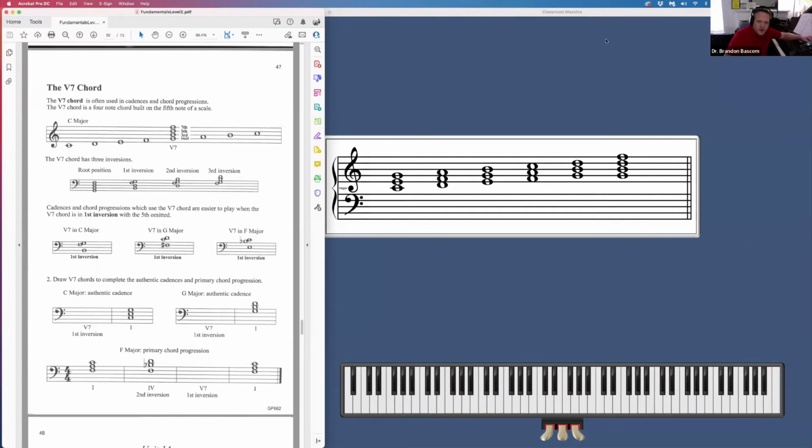And they've written it out for you in all of its inversions. Because there's a 4th note, you get an extra inversion. Root position, first inversion, second inversion, third inversion. But most of the time in this book, you're going to see it in first inversion, and we're going to leave out the D. Just because it's an easier chord to play with only 3 notes than 4.